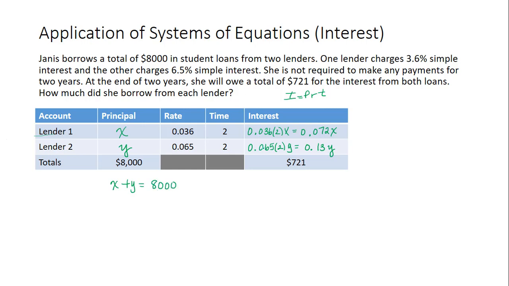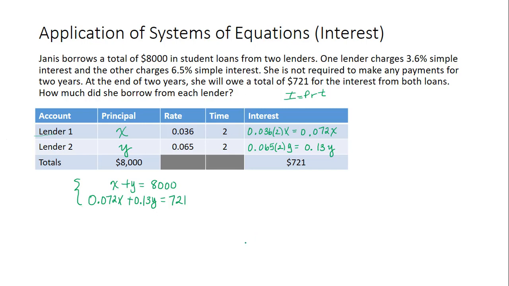Then the second piece of information we know is that the total interest that she owed is $721. So in the final column, if we add the interest from the 2 loans, we should get $721. So the second equation will be 0.072x plus 0.13y equals 721. So then we can solve that system in a number of ways.